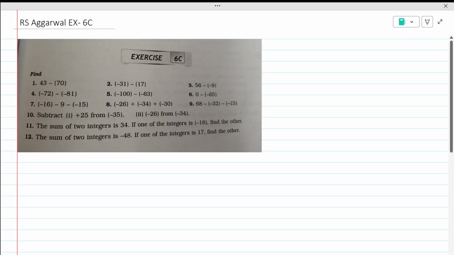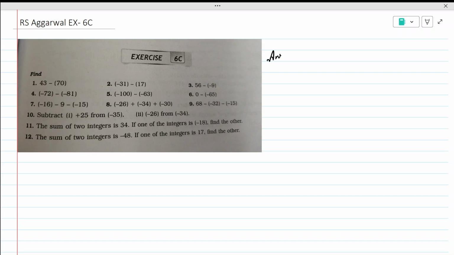Hello kids, I hope you have done the questions, the homework from exercise 6b, and in today's class let us start with the next exercise. So we can see that the questions are very similar to the ones which we have already covered in 6b. So I'm taking a few of the questions from here.